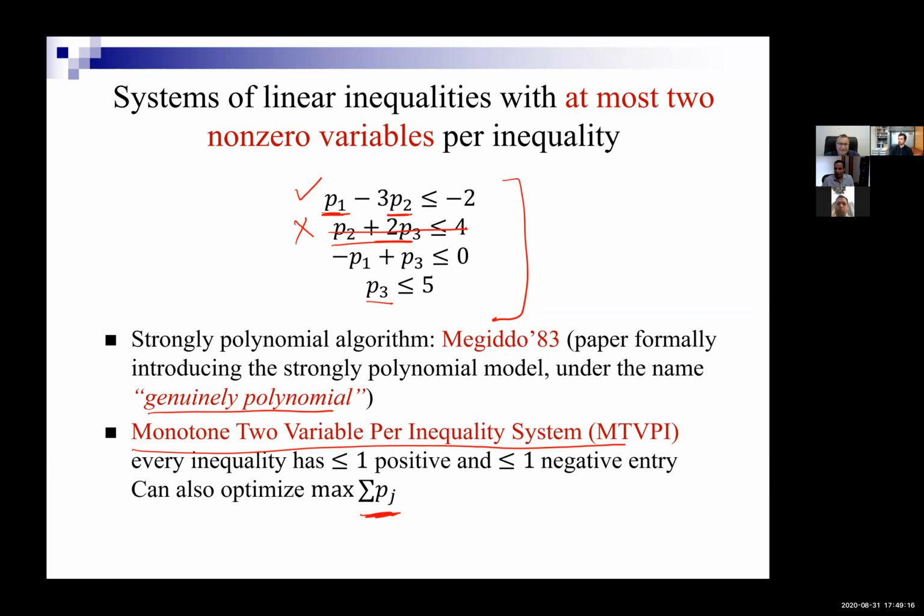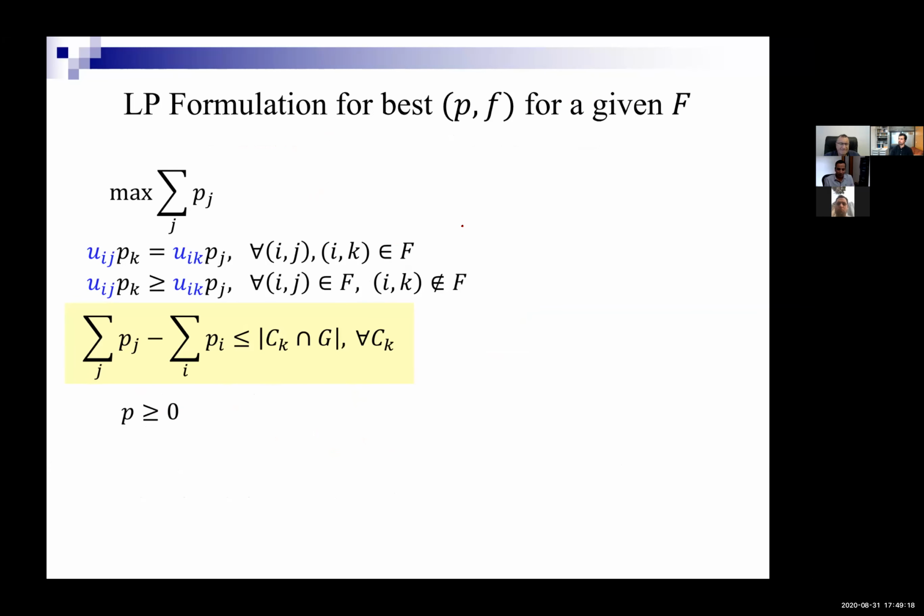So let's look at our LP. This is our LP. We are maximizing the summation of variables, which is good. And this is the MBB constraint, which is a monotone TVPI system, which is also very nice.